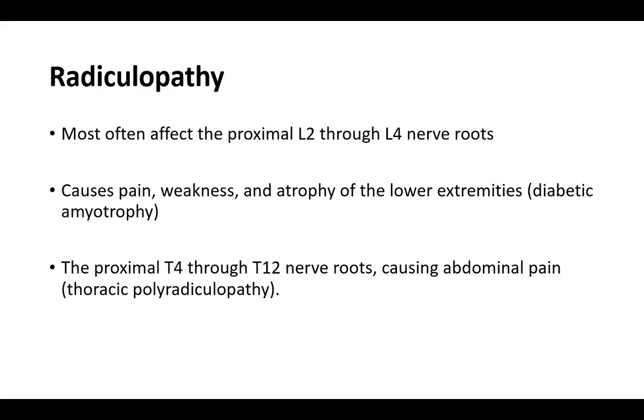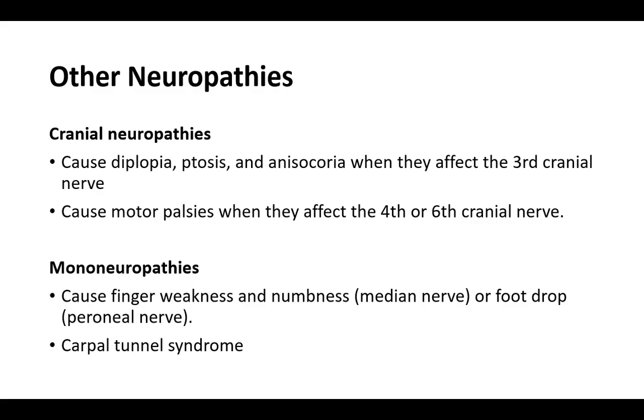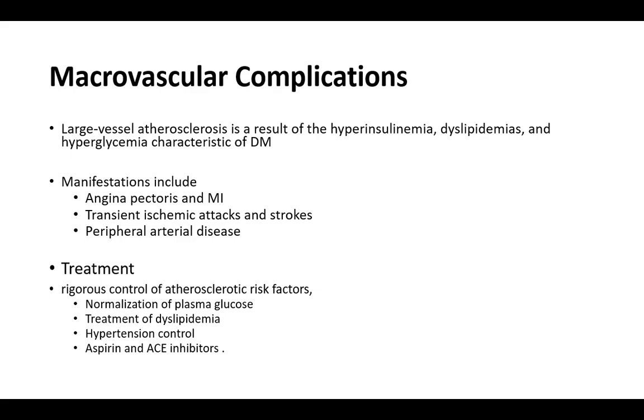microischemia to the nerve L2, L4, or T4 or T12, like if you have it in the neck and the shoulder. Other neuropathy, the cranial nerve, like diplopia if you damage the 4th and 6th cranial nerves because of the ischemia, can also develop. Mononeuropathy, finger weakness, carpal tunnel syndrome. You can see diabetes can damage through the microvascular complication. The macrovascular complication, most of you know: MI, strokes, and peripheral artery disease.